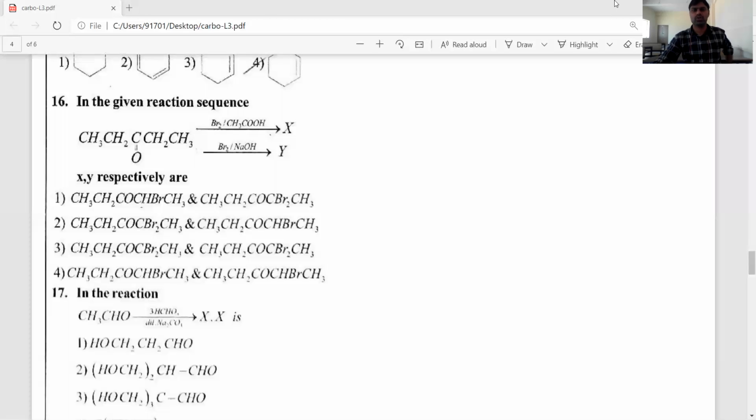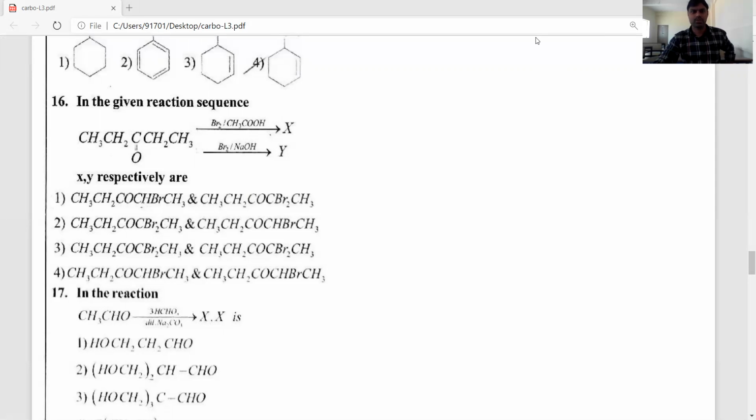Okay, students, from the carbonyl compounds chapter, last class we discussed level 3, and the 15th question is completed. Let's see the next question, the 16th question. How to solve this 16th question? It is nothing but alpha substitution of a carbonyl compound.